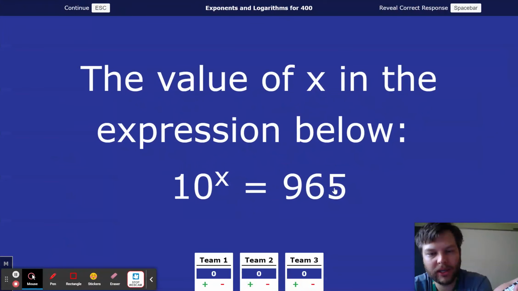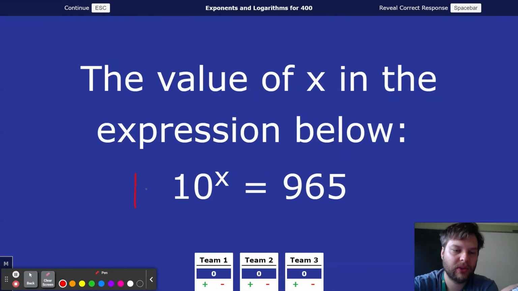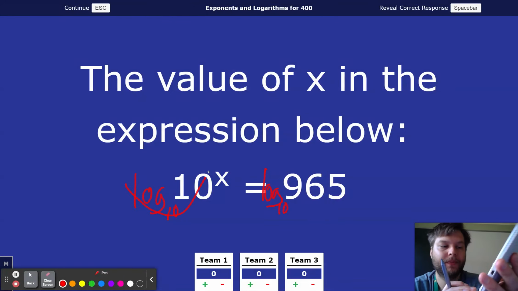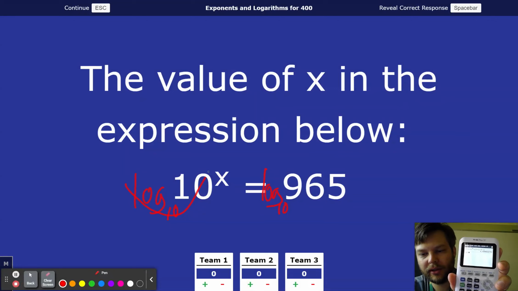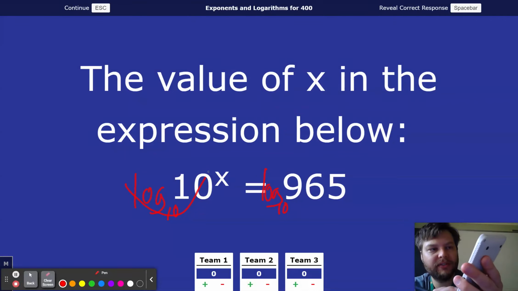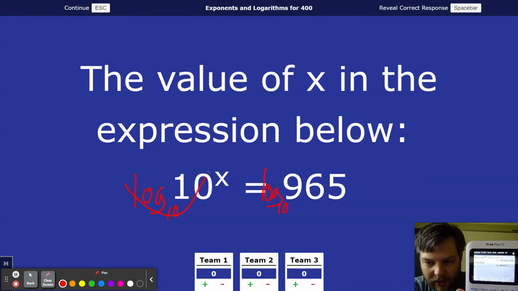Last one, or not last one, second to last one, the value of x here. So I can just do the log of both sides to cancel the base of 10. It's optional to write a 10 here. If you just write the word log, it implies a base of 10. So the log button on your calculator, log 965, tells me 2.84.